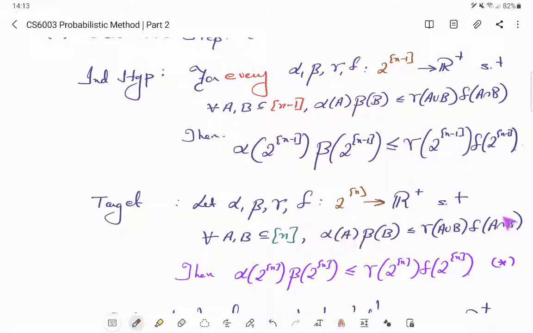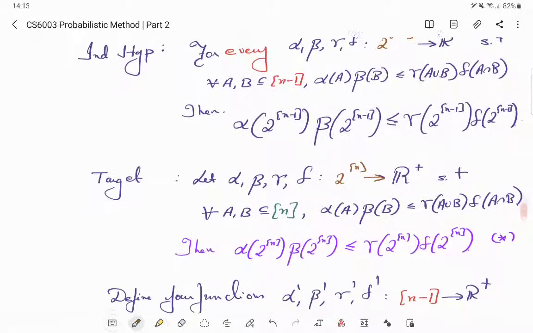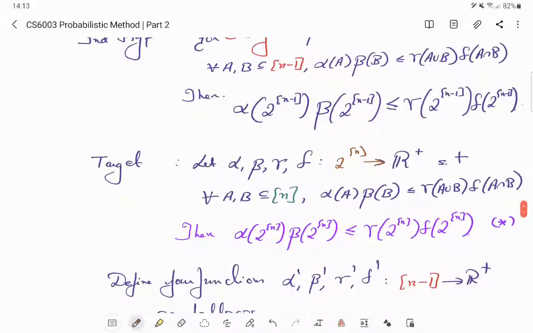Okay, so this condition is satisfied. This is given to us, and we should prove using this premise, as well as we can resort to using the induction hypothesis. We have to show that alpha of this power set of n times beta of the same is upper bounded by gamma of the same times delta of the same.